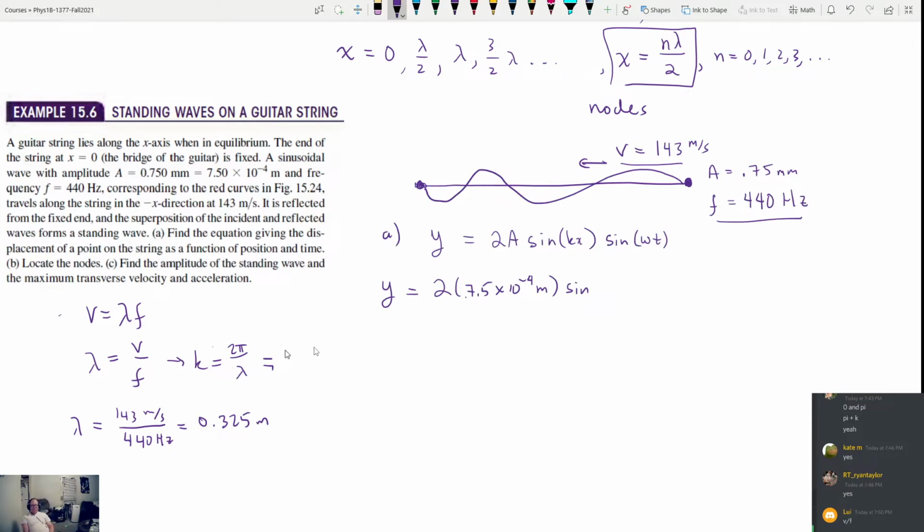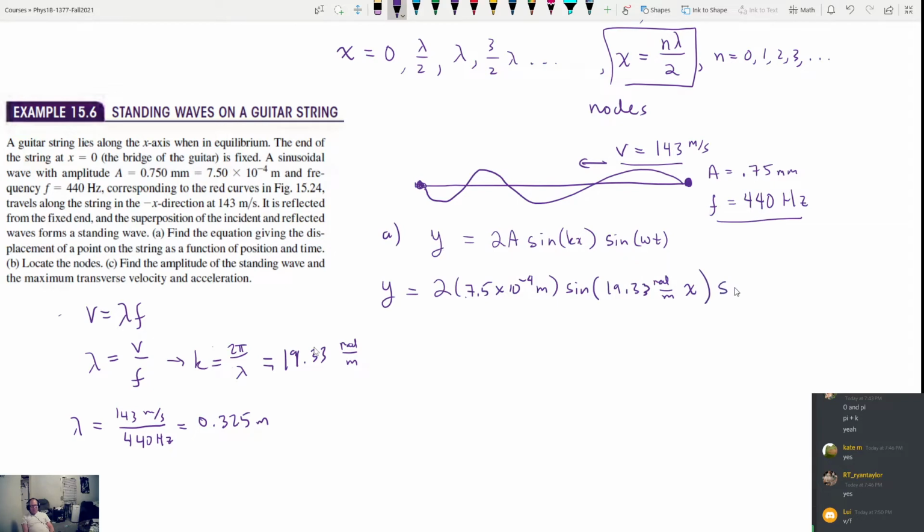I get 19.33, and that's going to be in radians per meter. That's the unit we use for k, radians per meter. So plugging that into our equation, we were doing 2a sine kx, right? So now the k is 19.33 radians per meter times x.